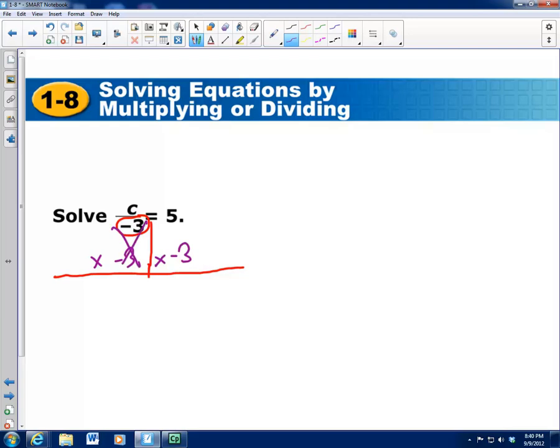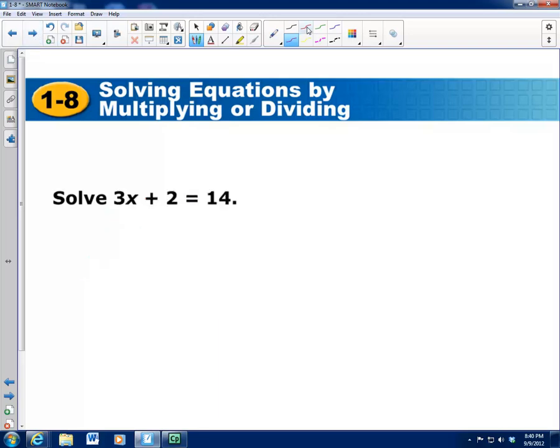So my 3's are going to cancel, which leaves me with C equals 5 times negative 3 is negative 15. Again, my signs are different, therefore my answer has to be negative, which 5 times 3 is 15, so it has to be negative 15. Simple. Okay? All right, let's take a look at our next one.